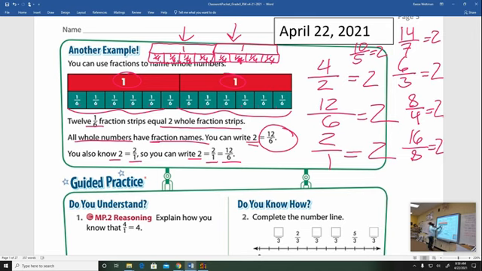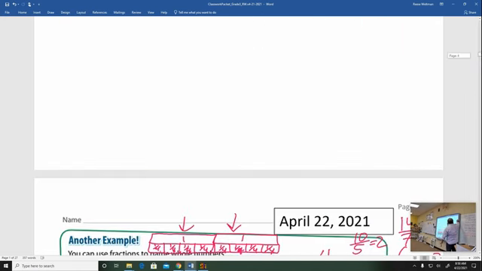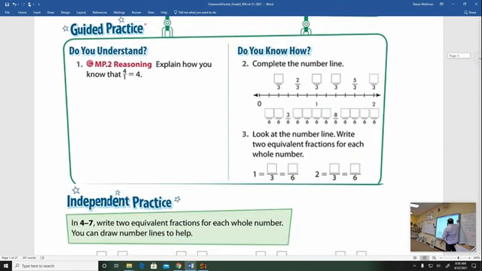Look at this. Again, you've got 12 sixths, and they line up perfectly with 2 wholes. Trust your eyes on that one. Now you guys get the division part. So I think you'll get it. Let's take a little look at the guided practice section. Okay. Now, this one it says, explain how you know that 4 over 1 equals 4. Somebody explain to me how we know that 4 over 1 equals 4. Andrew?